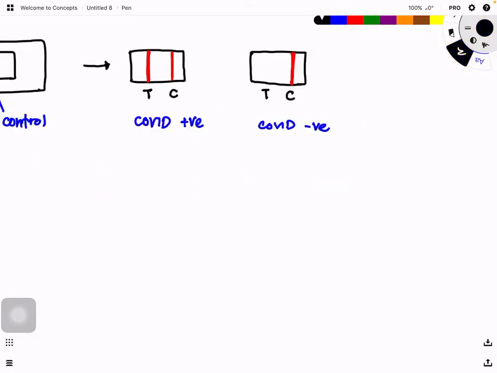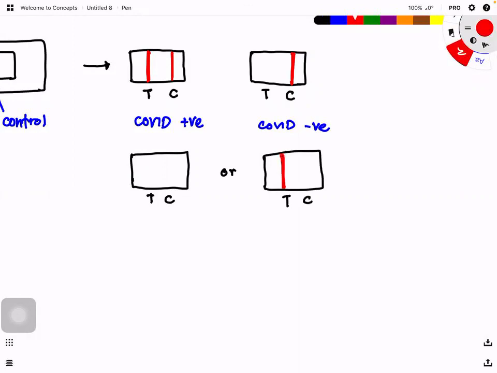If you see no line, or you see only one line at T, it means that this kit is actually invalid. Why invalid? Later, when I tell you the principle, you will be able to know.